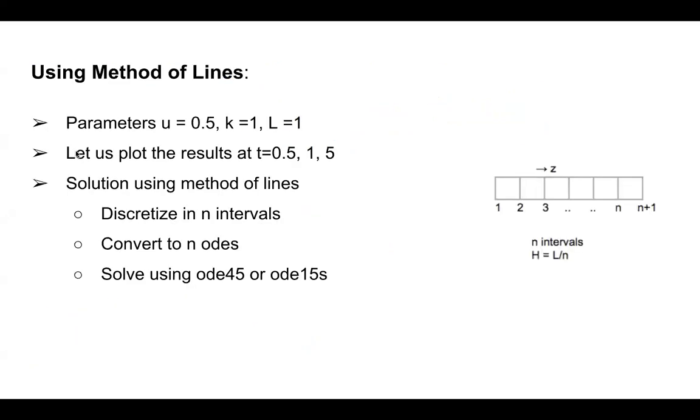So using method of lines, what will happen is, just like we did earlier, we have a Z rod that is there, which we divide into particular intervals from 1 to n plus 1. N intervals, where the difference between two points will be L by n, given L is the total length of the rod. And then what will happen? We discretize, convert into n ODEs and solve it using the ODE solvers. We'll quickly do a recap of how it's been done.